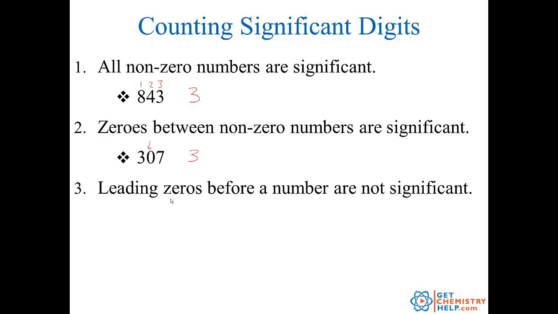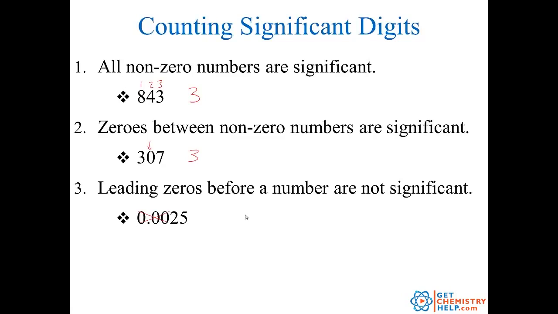Now, rule 3, though, says that leading zeros, or zeros that are on the left of a number, are not significant. So for example, I've got 0.0025 here. So leading zeros, or zeros on the left of a number, are never significant. So these zeros here do not actually add anything to the precision of our measurement.